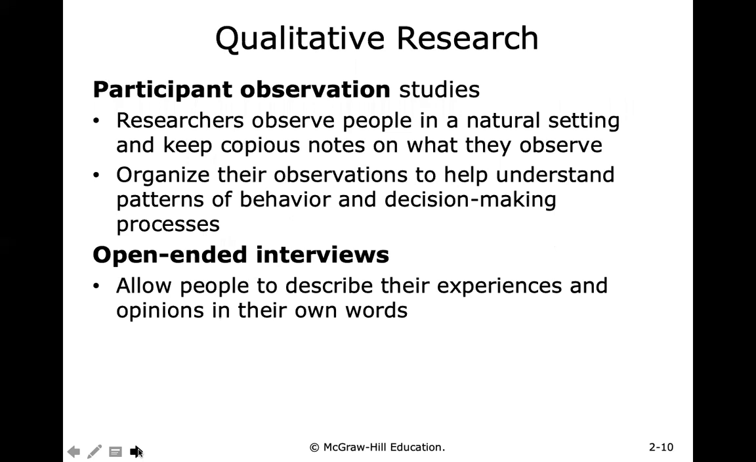So those are the research methods. The type of research, we have two different types. One is called quantitative, and the other is called qualitative. The reason that qualitative is discussed in this chapter is because this is typically a good method for social gerontology to use. And these two different types of studies discussed here, participant observation and open-ended interviews, are used quite often in qualitative research.